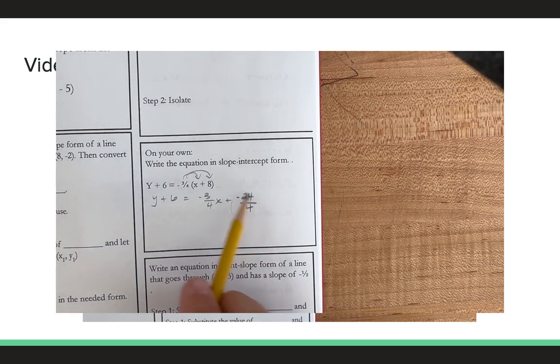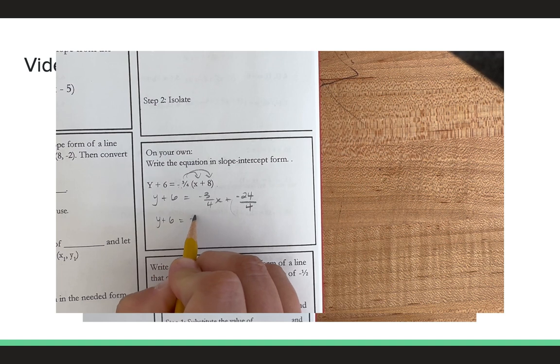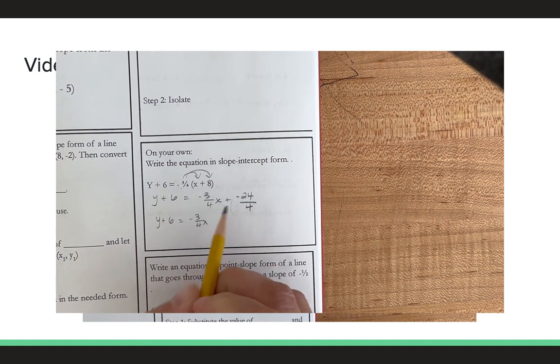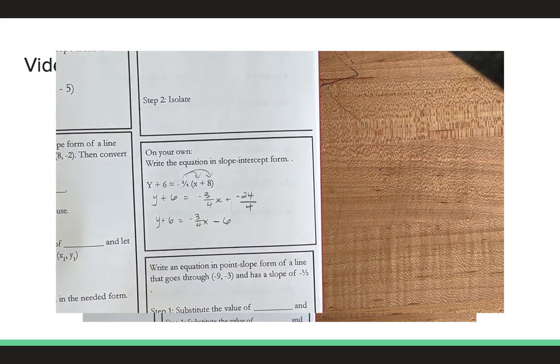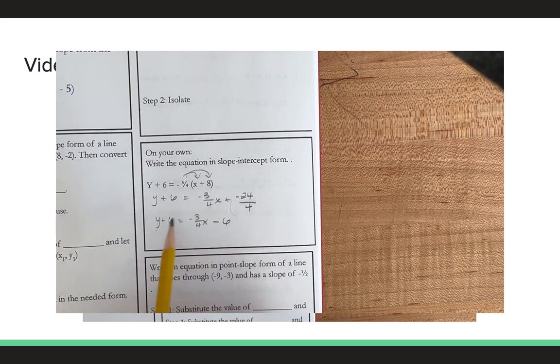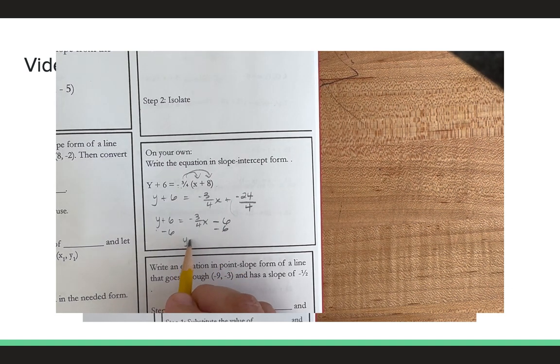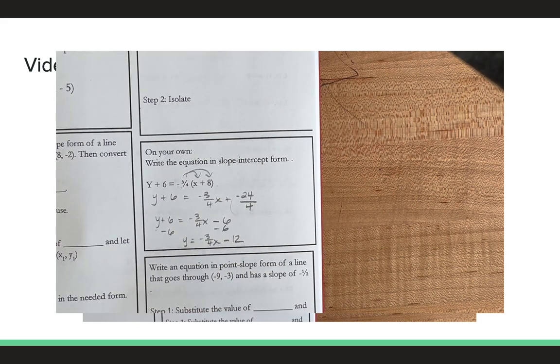Now I want to simplify this negative 24 over 4. y plus 6 equals negative 3/4 x, and this turns into a minus 6. Our final step is to isolate the y. So distribute first, like we did, and now I want to isolate the y by subtracting 6 from both sides. This does not give me 0. This gives me y equals negative 3/4 x minus 12. You can use a calculator to help you as needed.